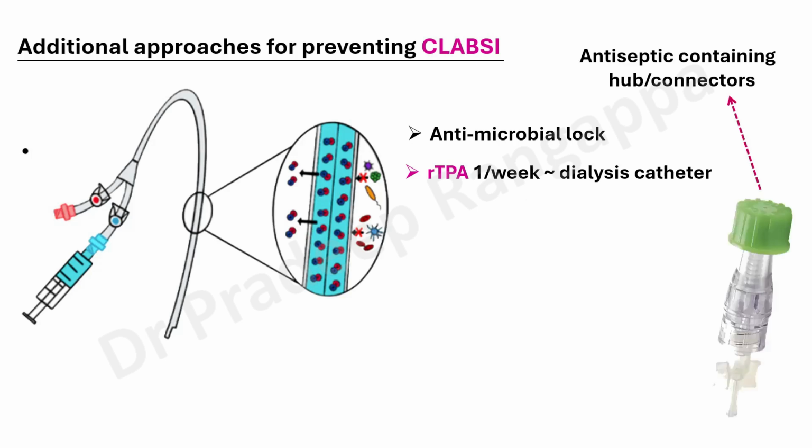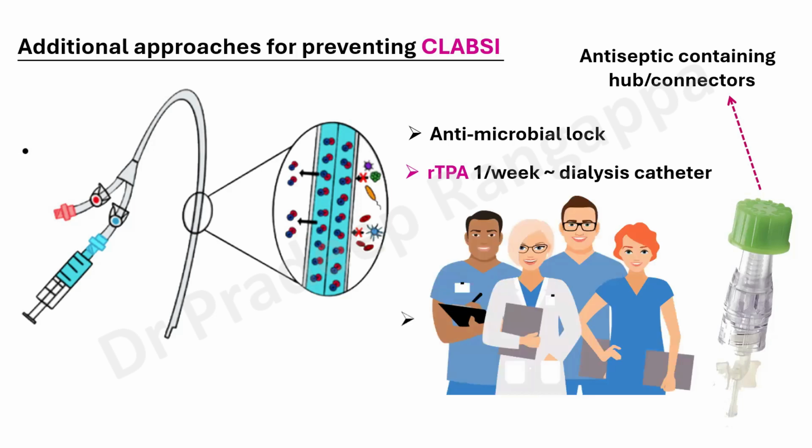The new innovation that is happening is antiseptic-containing hub connectors, where these connectors have antibiotic within them, which prevents colonization. These are called ABC, antimicrobial barrier caps. It's very easy to remember: antibiotic, antimicrobial or antiseptic barrier caps. They prevent colonization at the port of entry of these hubs.